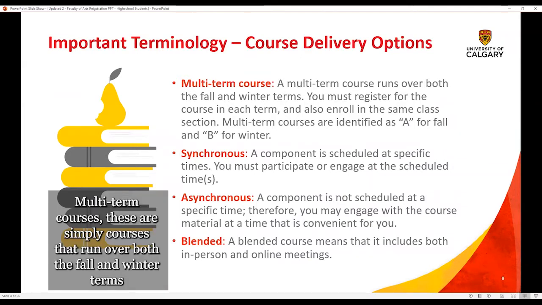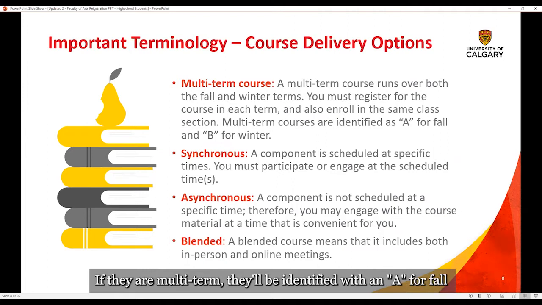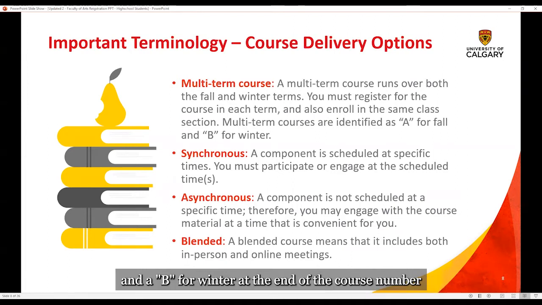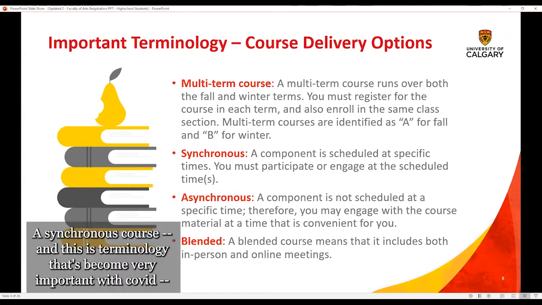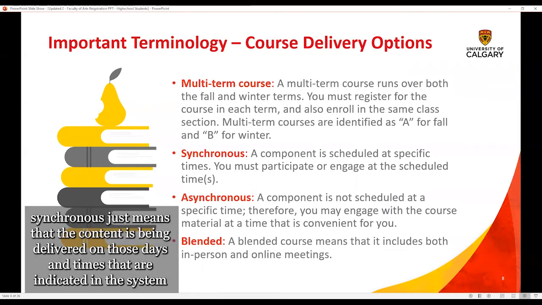Multi-term courses are simply courses that run over both the fall and winter terms. The majority of courses are only in one of those terms. If they are multi-term, they'll be identified with an A for fall and a B for winter at the end of the course number. A synchronous course, and this is terminology that's become very important with COVID and when we had to go online, just means that the content is being delivered on those days and times that are indicated in the system.